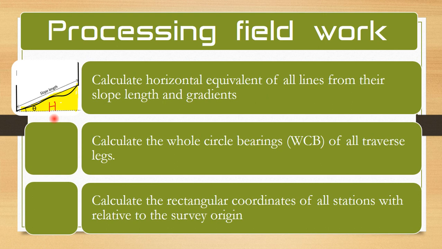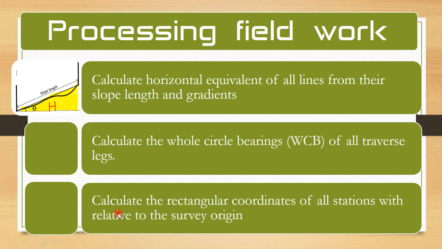So next, you calculate the whole circle bearings of all the traverse legs. You have the distance and the direction, or maybe the angles between the lines, but now you need to determine the horizontal bearings of the sides. So this can be calculated.